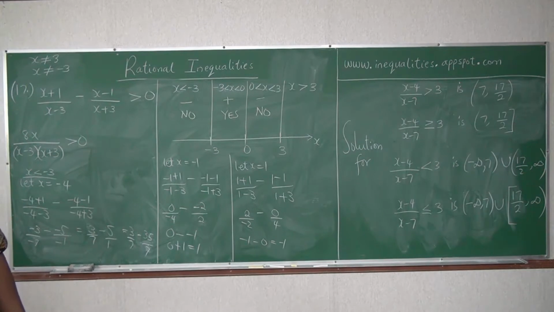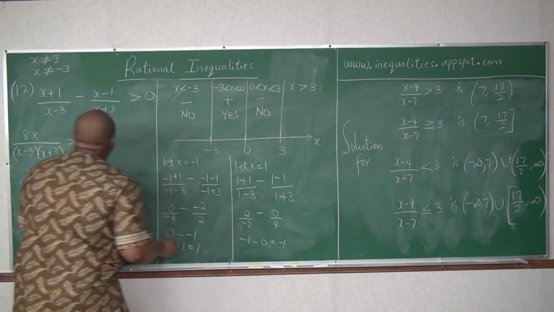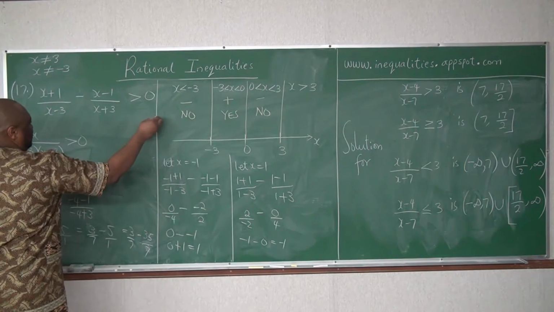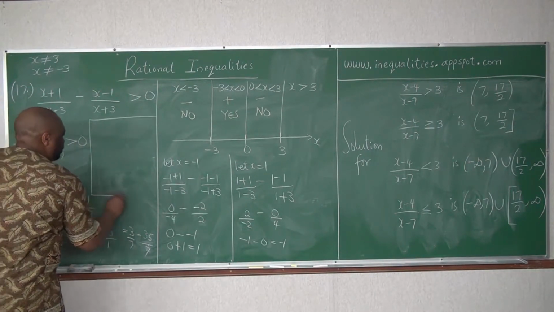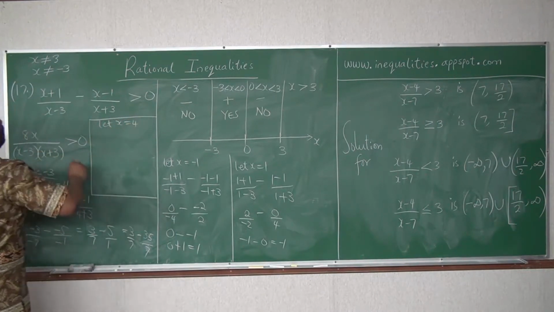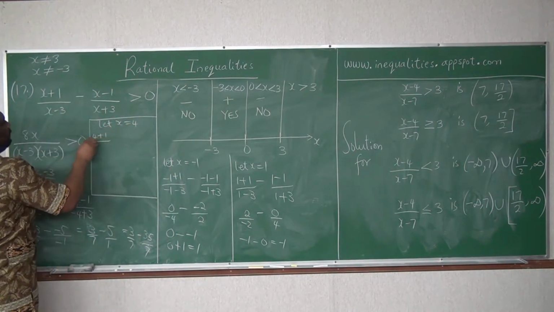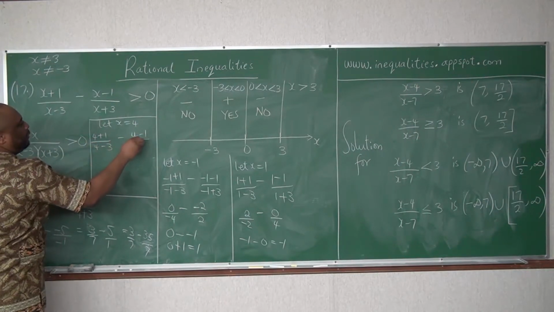See that? Then the last point we need to check is x equal to 4. So we need to test, but it's also checking as well. Let x equal to 4. This will be 4 plus 1 over 4 minus 3 minus 4 minus 1 over 4 plus 3.